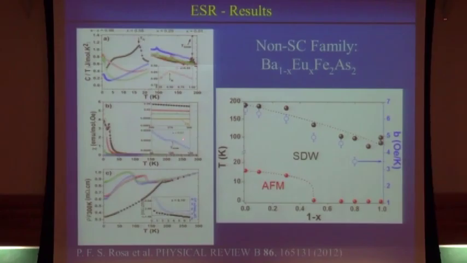That's the TSDW that you can only see at the barium-rich limit, because you have less europium contribution. You can see the high temperature evolution of the susceptibility, which includes the spin of the europium as you go to the europium-rich side. And that's the shift of the transition measured by resistivity.